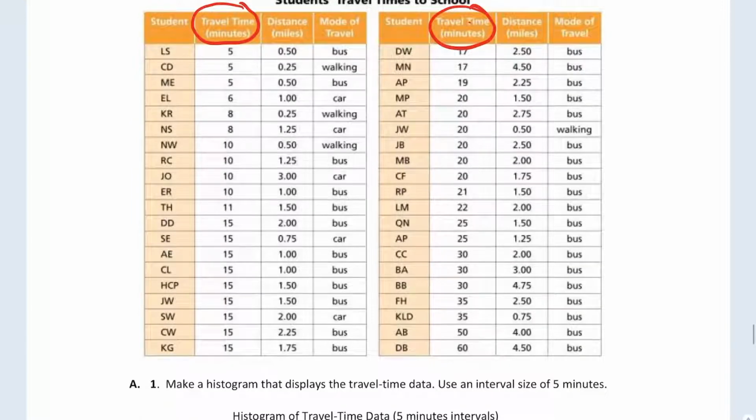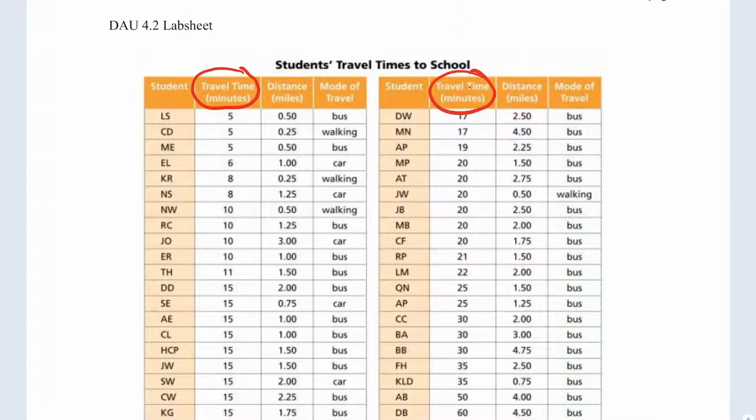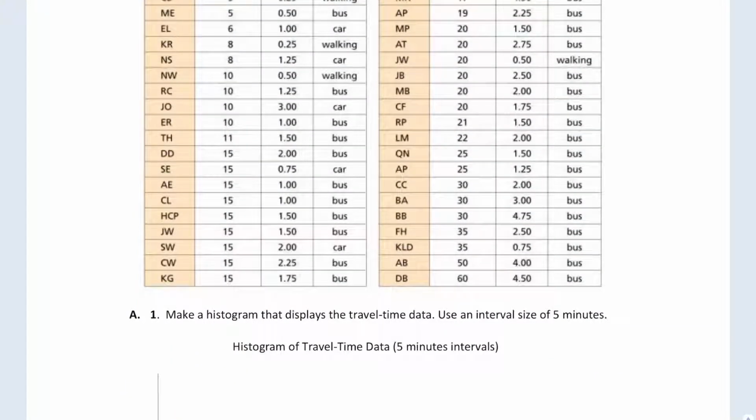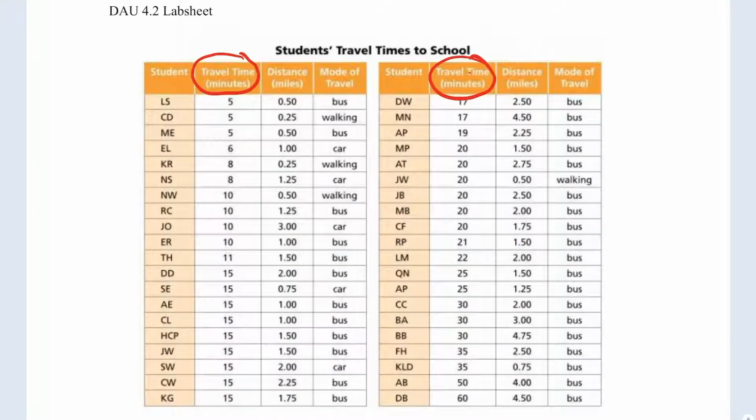Okay, so the very first step to creating a histogram, you have options here. You can either create a line plot or a dot plot of your data, or you can make a frequency table of your data as well. In my personal opinion, it's a lot easier to make a frequency table, okay? So we're going to do that. First, let's read the directions so that way we do everything correctly before we start. It says to make a histogram that displays the travel time data, and we're going to use an interval size of 5 minutes. So let me make a quick little t-chart over here on the right side.